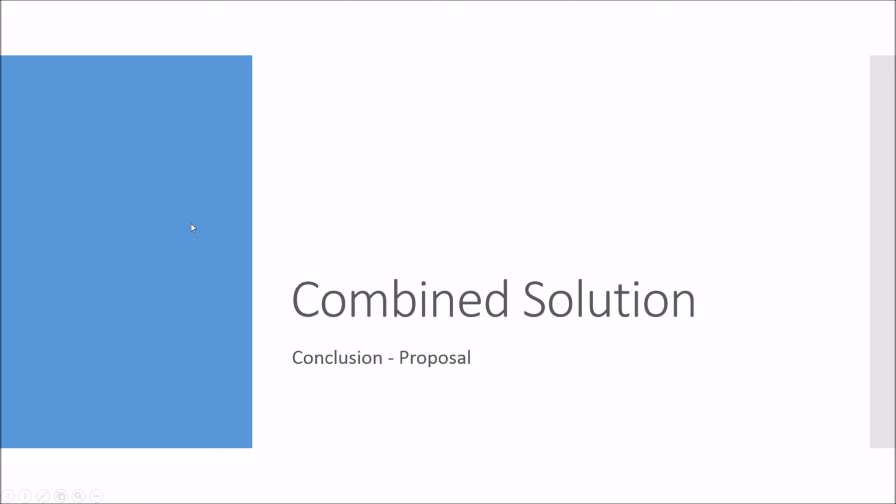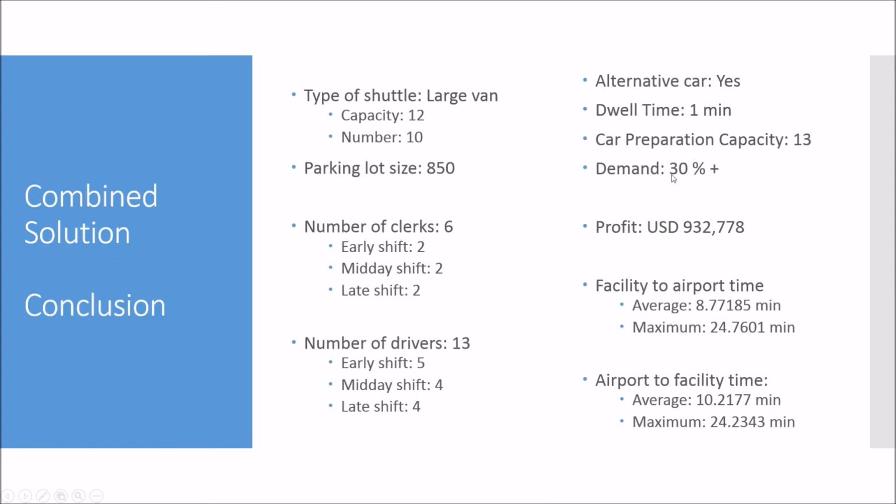Finally, we wanted to end this project with a combined solution, or a kind of proposal for the project. So considering that the demand will increase 30% over the next 6 months, we have found out that the car preparation capacity that we need to have in our facility is 13 in order to get the maximum profit that we can. We have also decided that a dwell time of 1 minute might be a benefit for our system, and that if we consider the possibility of choosing an alternative car, we will get the highest profit that we can.